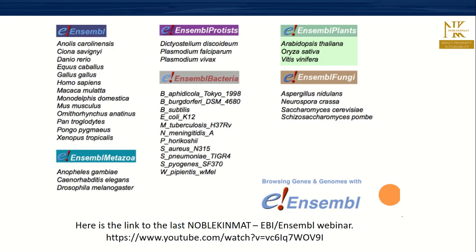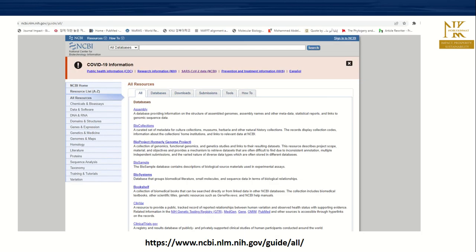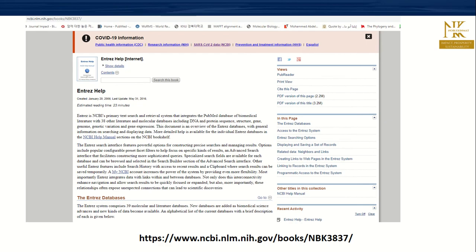So here we have Ensembl browsing genome. We have genome browsers. We also had a session about how to use the Ensembl genome browser some while back. You can visit the YouTube channel provided to get information on how to use the Ensembl genome browser. And this is how the interface of NCBI looks like. You can visit and search more on there.